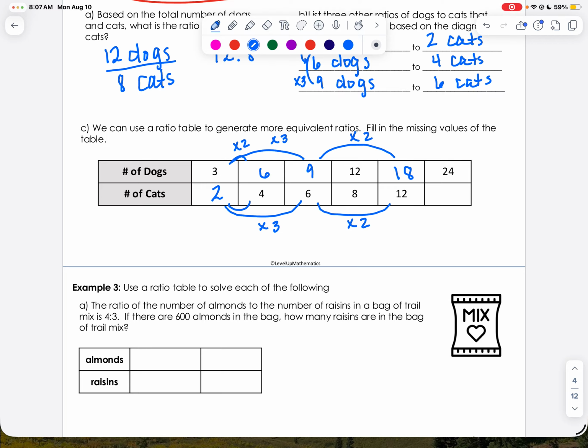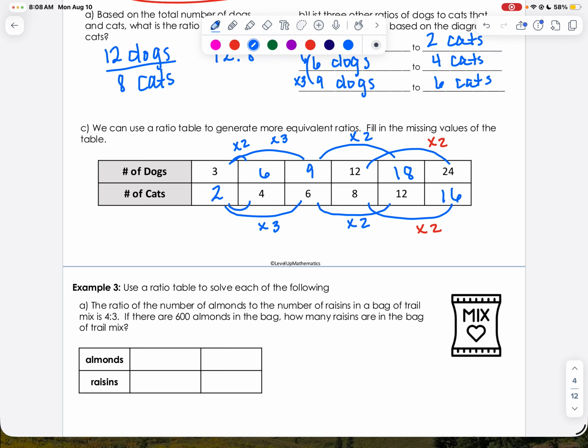All right, welcome back. Now, to get to 24, there's a lot of ratios I could have used, but I used the 12. And I just doubled the 12 to get 24, which means I had to also double the 8 to get a total of 16 cats. So hopefully you got that one correct.